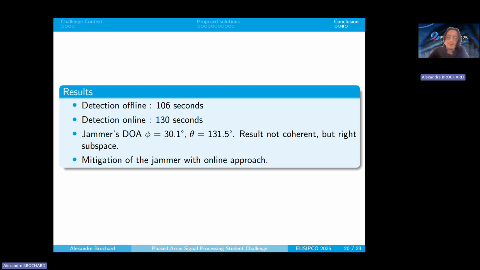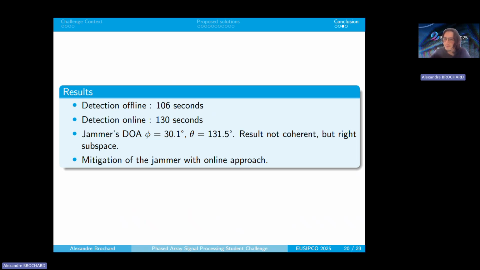Also, for the direction of arrival of the jammer, we find some results that are not very convincing to us, because for the elevation angle, we obtained 30.1 degrees. Even if you look at the topography of the region, 30.1 degrees seems a bit high, even if we have mountains, and we think that the jammer is at the top of one of the mountains in the area.